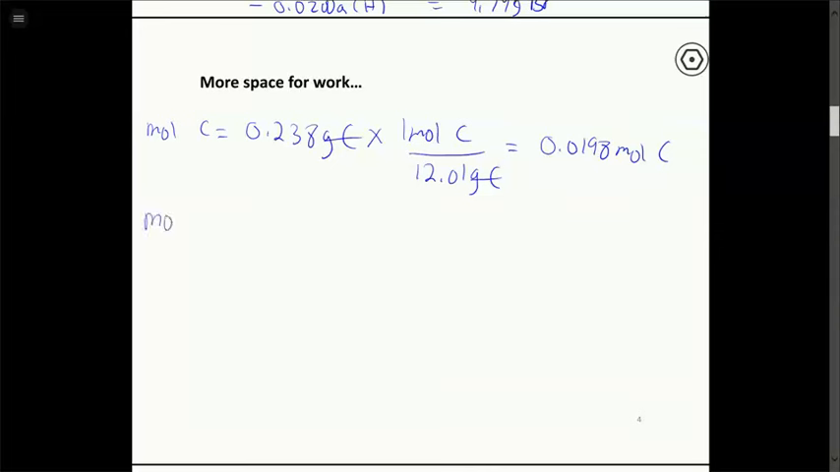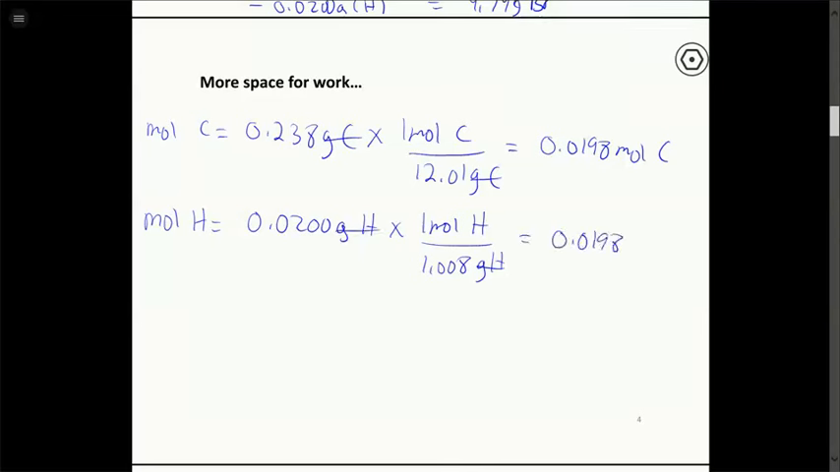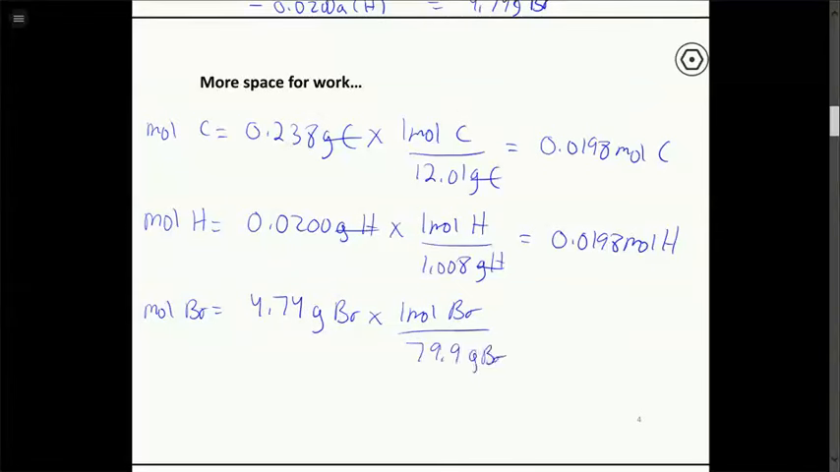And then we do the same thing for the other two elements. Hydrogen, we found that there was 0.0200 grams. And the atomic mass of hydrogen is pretty close to 1, so it'll be about the same amount. So we have 0.0198 moles of hydrogen also. And then for bromine, we saw that most of our 5 grams was bromine, so we have 4.74 grams of bromine. If we go to the periodic table, the atomic mass of bromine is 79.9. So we're going to use that number to convert from grams into moles for bromine, and we get 0.0593 moles of bromine. Okay? So those are the moles of each element.